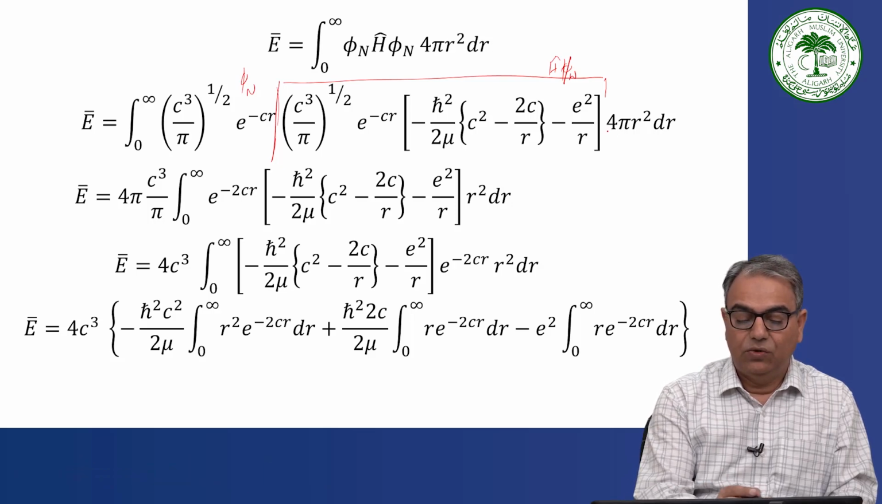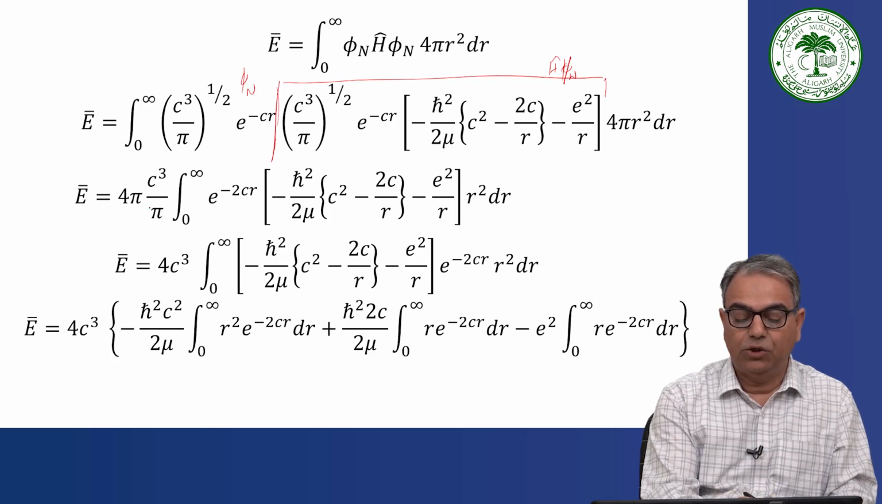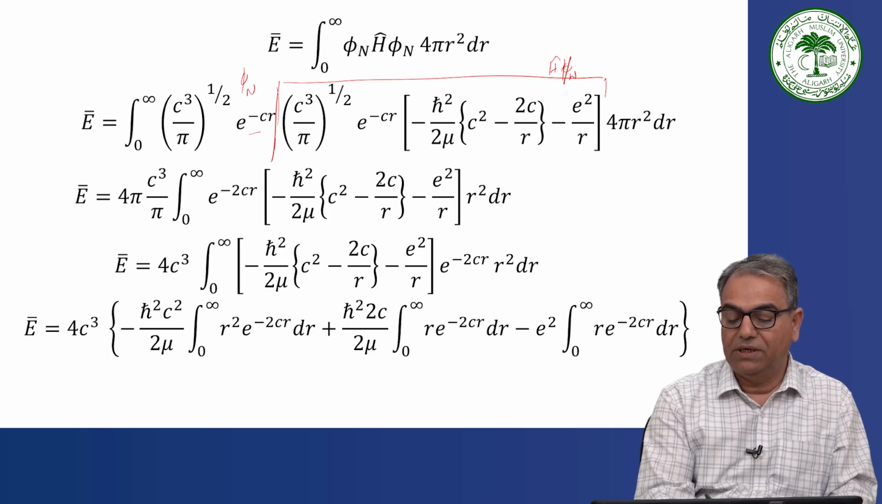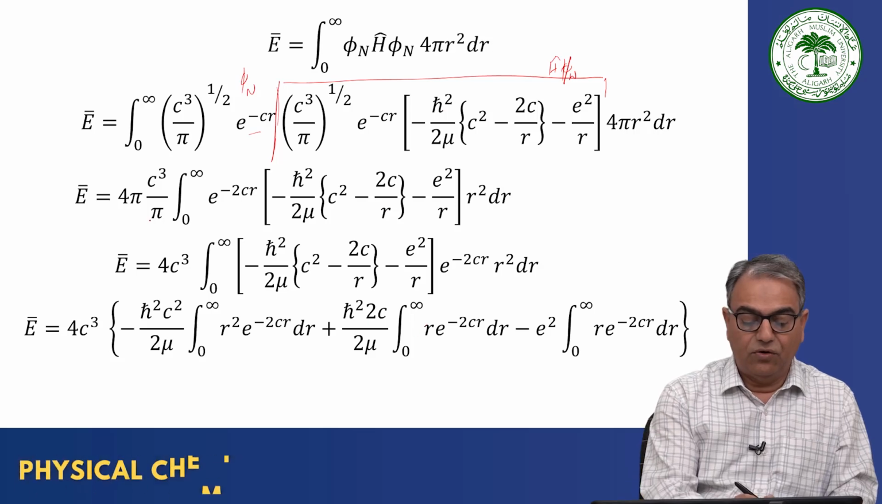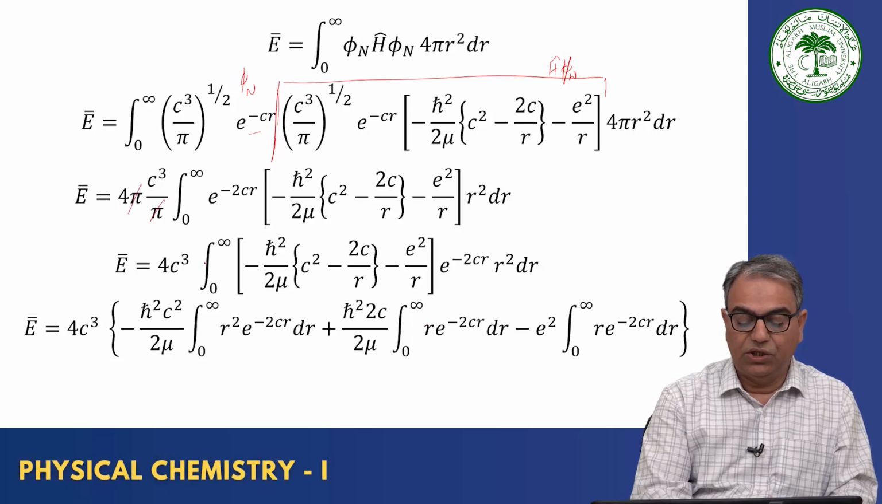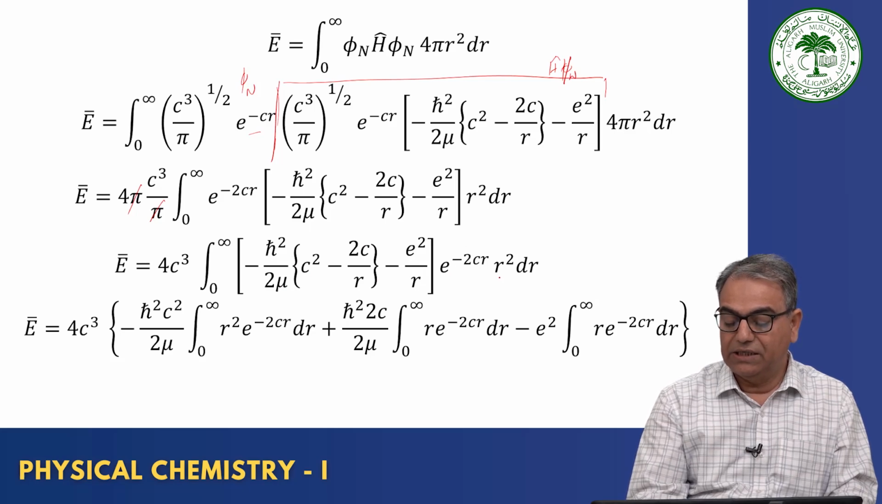You have 4 pi, you have c cube divided by pi raised to the power 1 by 2 raised to the power 1 by 2. So bring it outside, 4 pi c cube divided by pi. Then exponential minus cr you have here also, exponential minus cr you have here also. So it will be exponential minus 2cr, and then you have minus h cross square divided by 2 mu c square minus 2c divided by r minus c square by r square dr. Okay, and so 4 pi and pi will go, and you will have 4c cube, then minus h cross square divided by 2 mu c square minus 2c divided by r minus c square by r, exponential minus 2cr r square dr. So it's the same thing, rest of the thing is same.